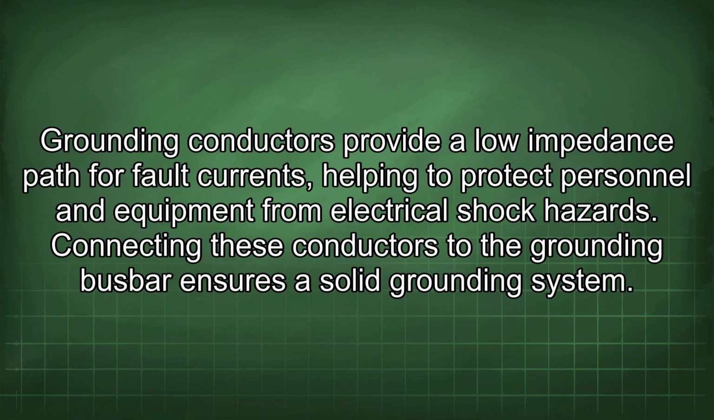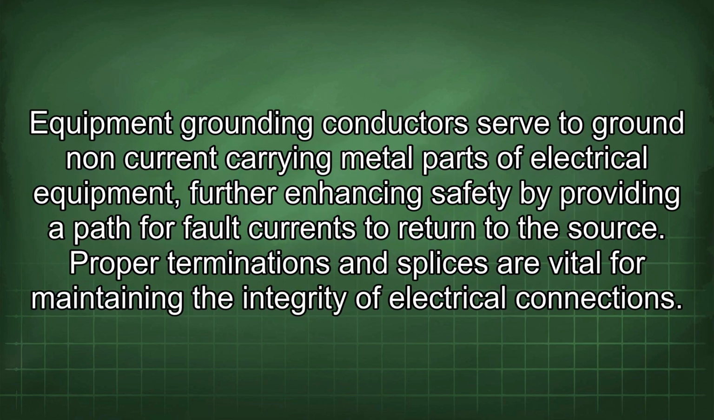Grounding conductors provide a low impedance path for fault currents, helping to protect personnel and equipment from electrical shock hazards. Connecting these conductors to the grounding busbar ensures a solid grounding system. Equipment grounding conductors serve to ground non-current carrying metal parts of electrical equipment, further enhancing safety by providing a path for fault currents to return to the source.